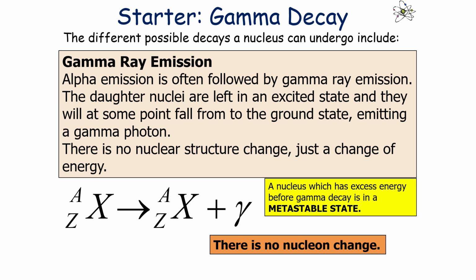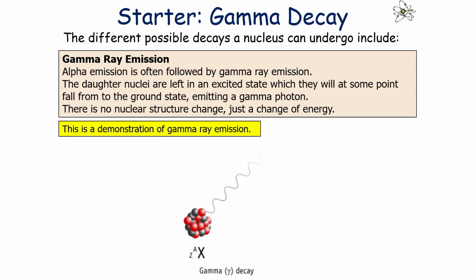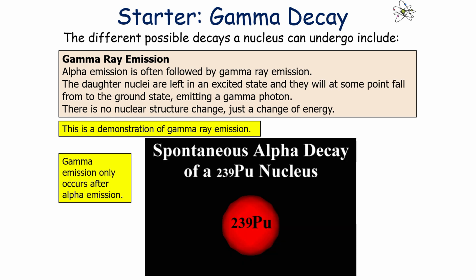Now, a nucleus which has excess energy before gamma decay is in what we call a metastable state. So here we've got a demonstration of gamma ray emission. Now, gamma ray emission can really only occur after alpha emission.